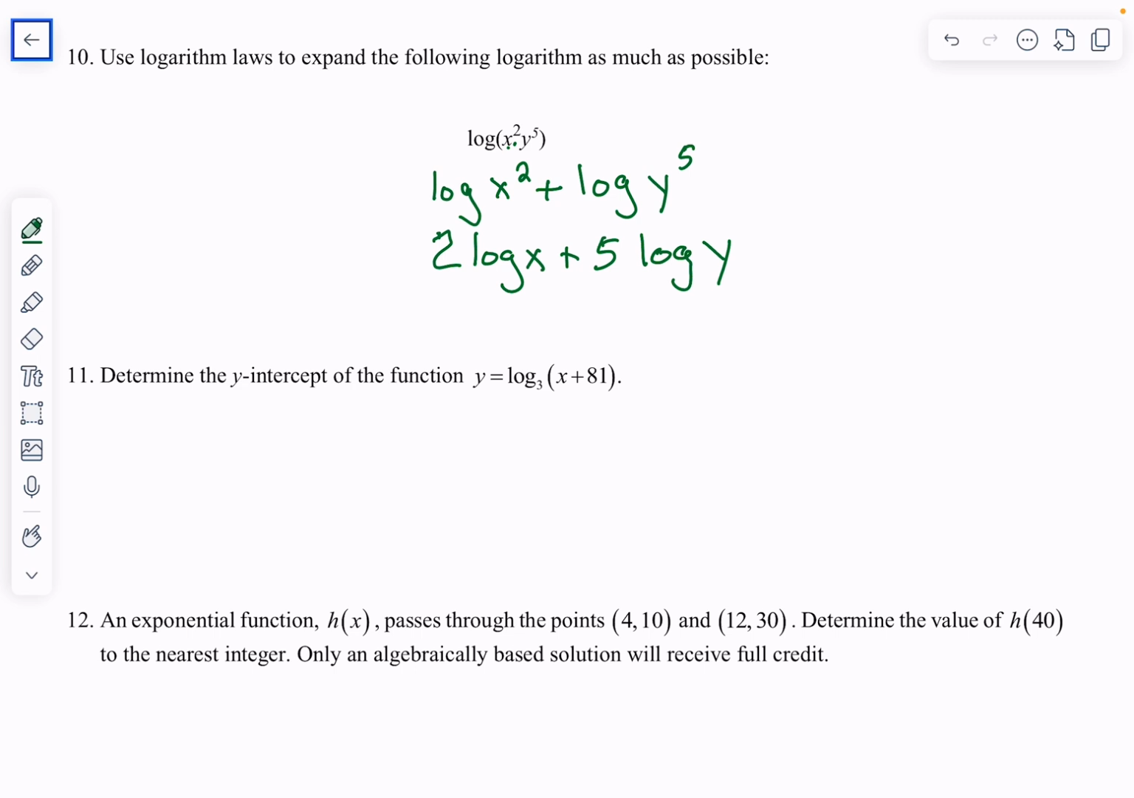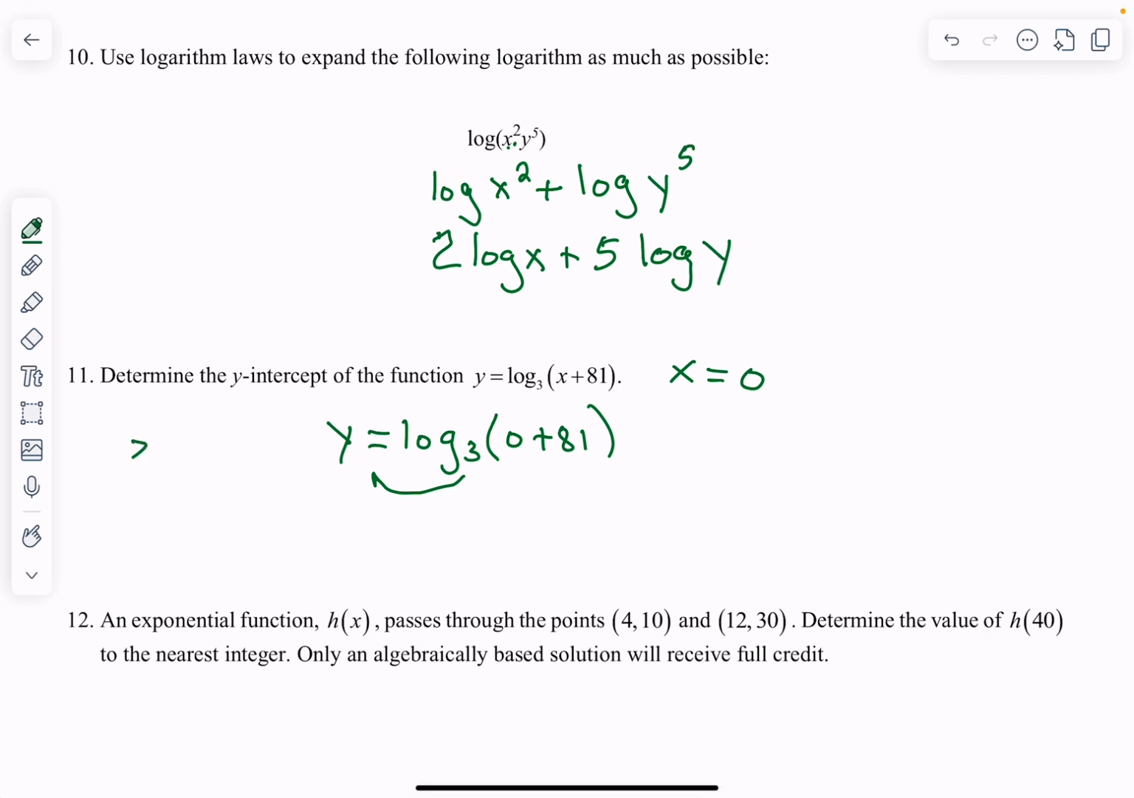The y-intercept of the function, remember y-intercepts happen when x is equal to 0. So y is equal to log base 3 of 0 plus 81. Now, there is this circular thing, right? 3 raised to the y power is equal to this. Y is the exponent, 3 is the base, and this number over here, which is 81, is the answer. Okay, so you have to say what 3 raised to what number would equal 81.